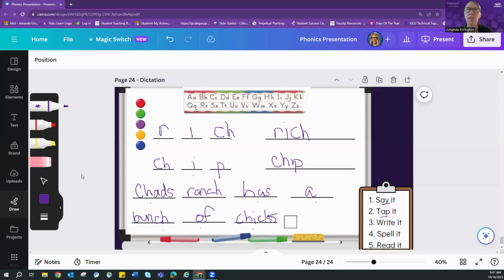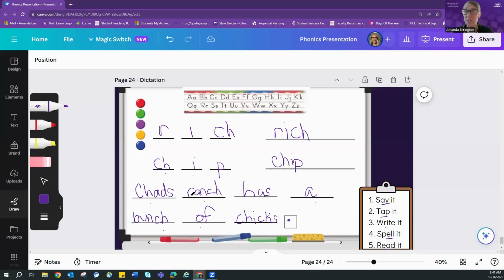All right, what goes at the end of a sentence? Yes, punctuation. So would I add a question mark or a period? Let's see. Chad's ranch has a bunch of chicks. That doesn't sound right. I think a period would be best. So put a period, and I have a little box there to help students know that there should be punctuation there at the end. So we said it, we tapped it, we wrote it, we spelled it, and we read our words.